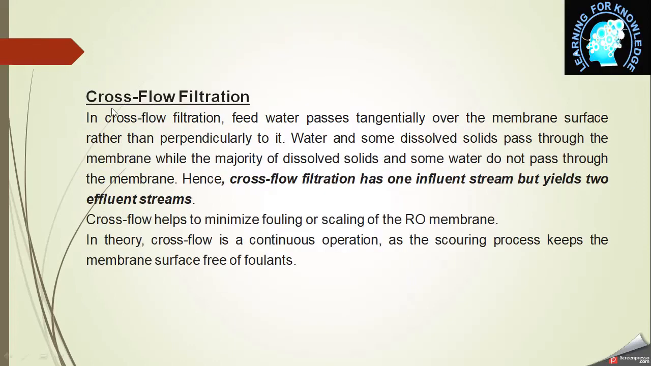Next is cross-flow filtration. In cross-flow filtration, feed water passes tangentially over the membrane surface rather than perpendicular as in dead end filtration. So water and some dissolved solids pass through the membrane while the majority of the dissolved solids and some water do not pass through the membrane. Hence cross-flow filtration has one influent stream, that is, we have water coming from one side, but yields two effluent streams. One is called permeate and another is concentrate.